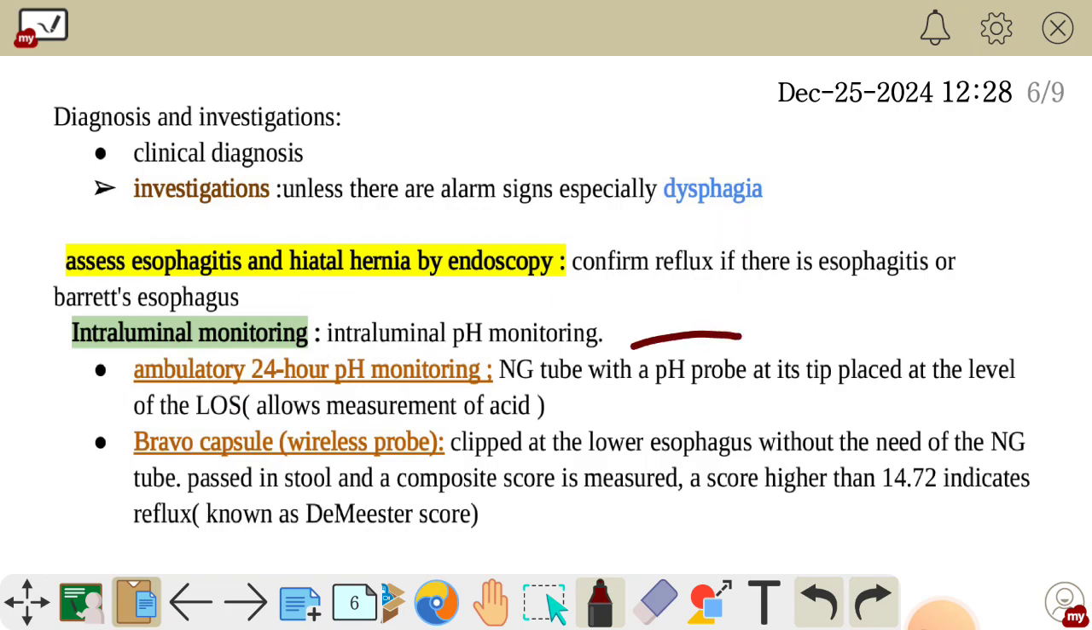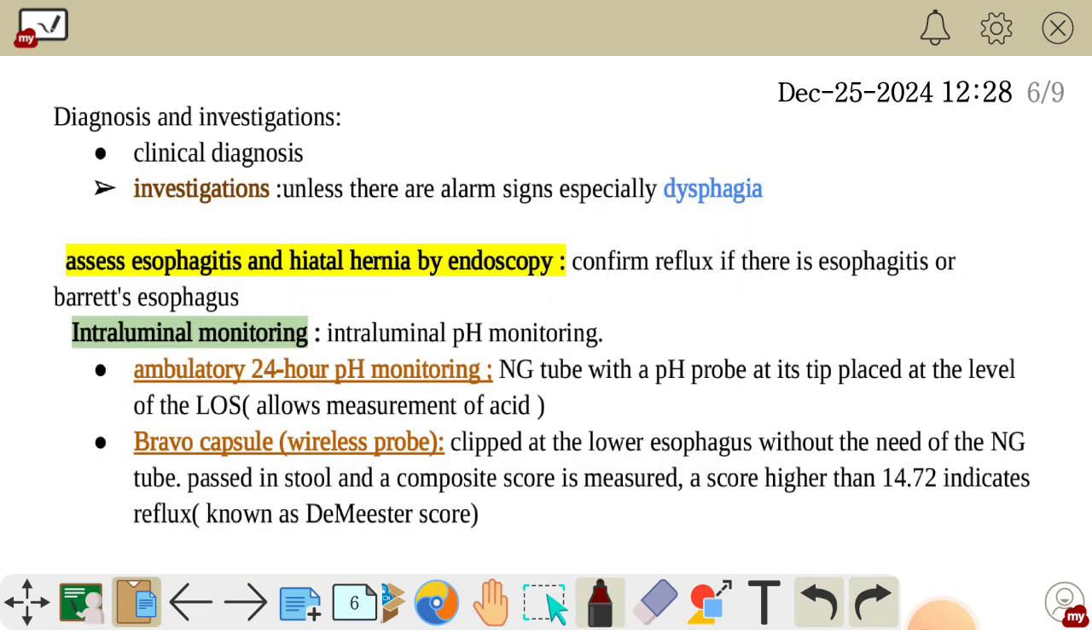So this pH probe is placed at the tip of the NG tube and placed at the level of the lower esophageal sphincter. Then after 24 hours, we check the pH. If it is lower than 4, then we know that there is a reflux.